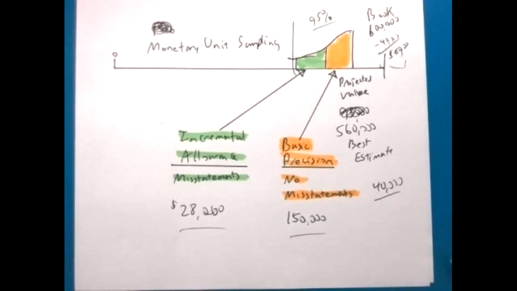What they're saying is this is how much it could be off by. So our best estimate is that it's off by 40,000. However, it could be off by as much as 218,000. So this is how much it could be off by.